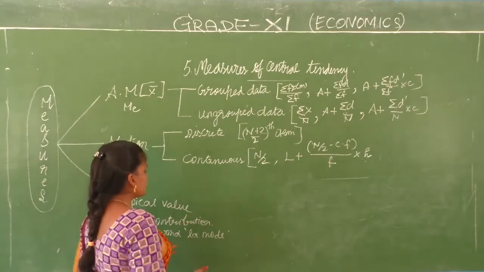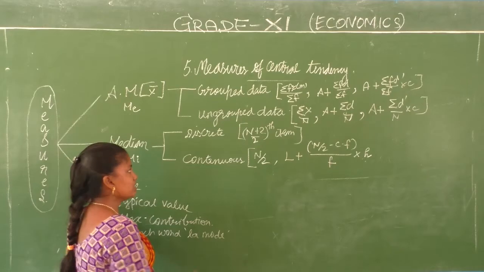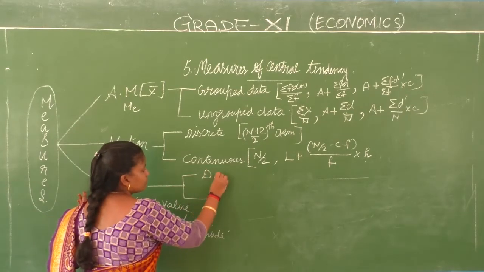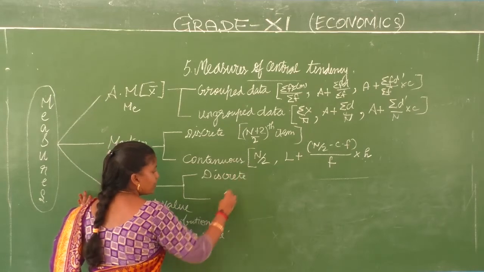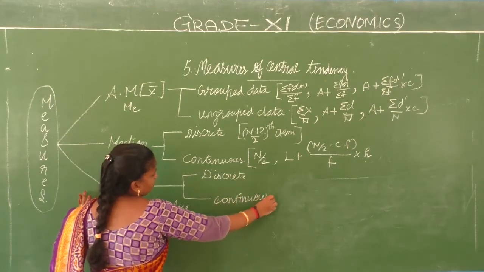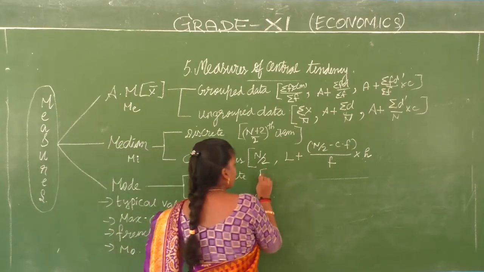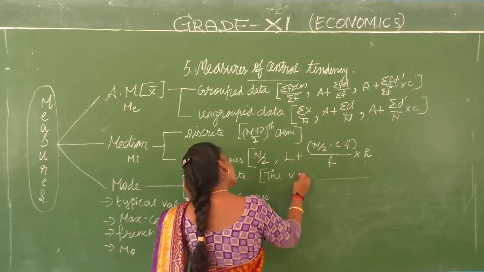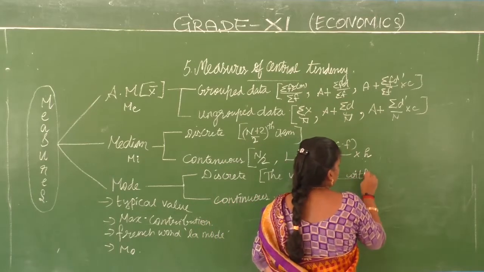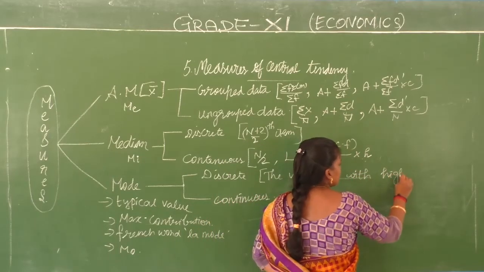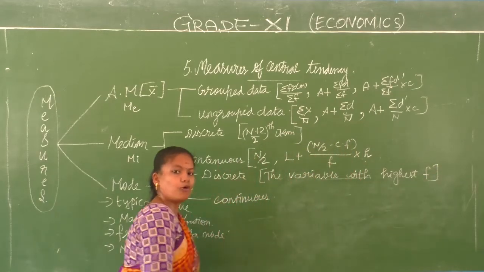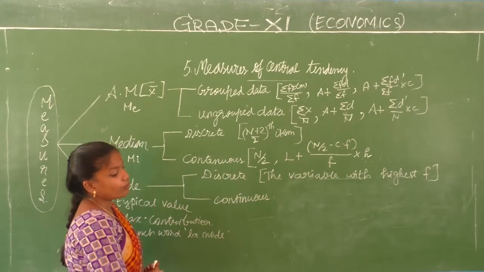the continuous series. For a continuous series, how do you calculate? So you have discrete here and you have continuous here. Discrete, how do you find? The variable with the highest frequency is the mode. But here, how are you going to find?